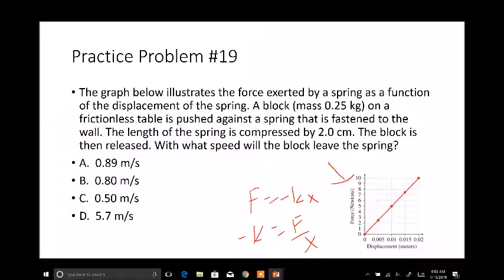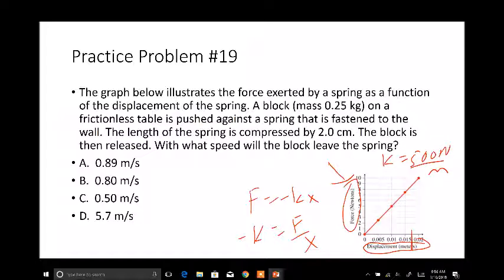So what we can see is that k, negative k at least, is the F over x. Well, our y-axis is F, and our x-axis is x. So we need to divide F by x. So essentially we can find the slope of this line. So take any 2 points on the graph, find the slope between them. And when you do that, the slope of this line turns out to be 500 newtons per meter. So that's our K.